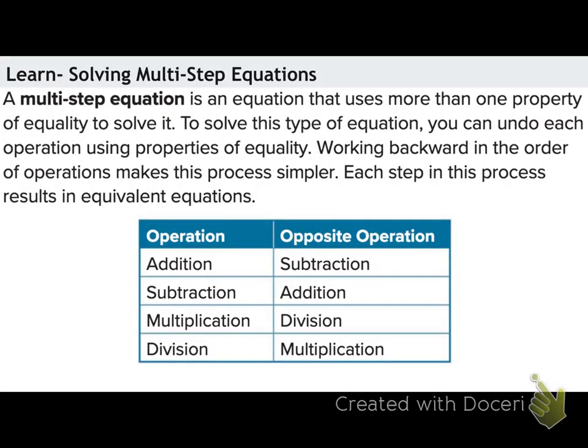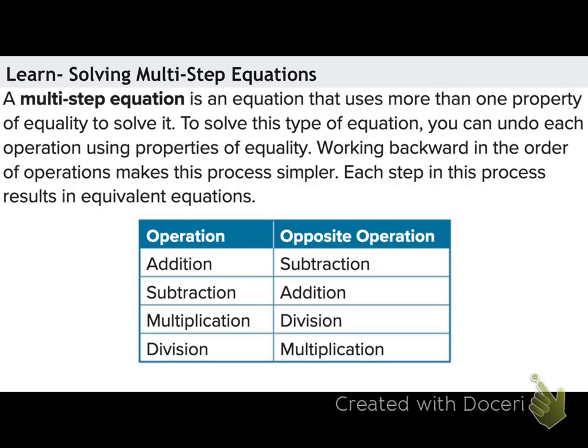Let's get into it. A multi-step equation is an equation that uses more than one property of equality to solve it. The properties of equality that it's talking about are our addition, subtraction, multiplication, division properties of equality that we talked about when we did 2.2 notes. Whatever I do to one side, got to do to the other. That's our properties of equality. If I add one thing to one side, I got to add the same thing to the other. Same thing with subtraction, multiplication, division.